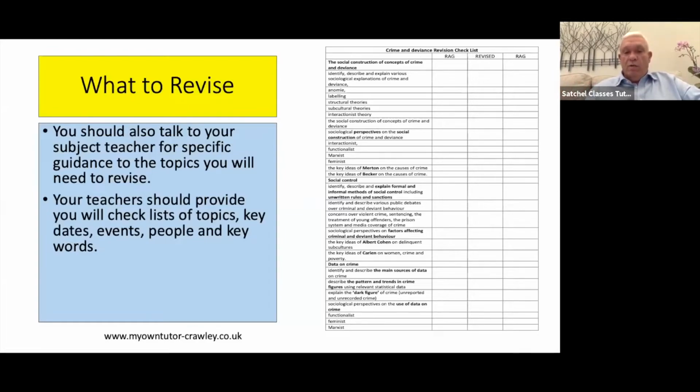So are you up on certain topics? Do you understand them? Have you followed them? And then you can tick them off when you've revised them, and then you can tick it again later on to say how much you've really understood it.